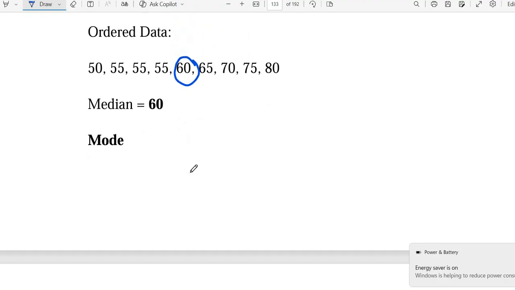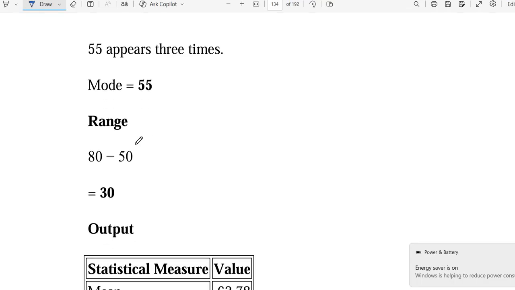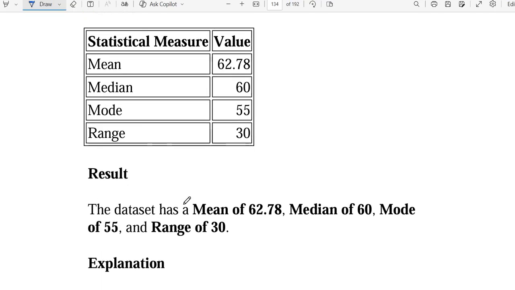What is mode? Most frequently occurring value. Right? That is 55, which is repeating 3 times. So our mode is 55 because it is repeating the maximum number of times. Right? Then range, 80 minus 50, because maximum value minus minimum value, we will get 30. Now put all the values in tabular format: mean, median, mode and range. Right?